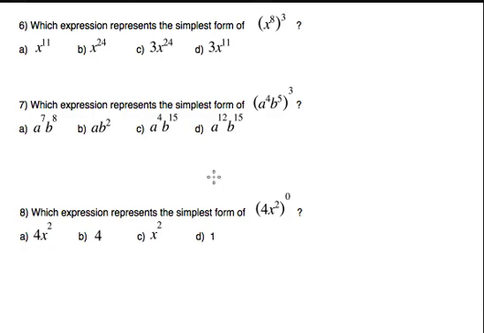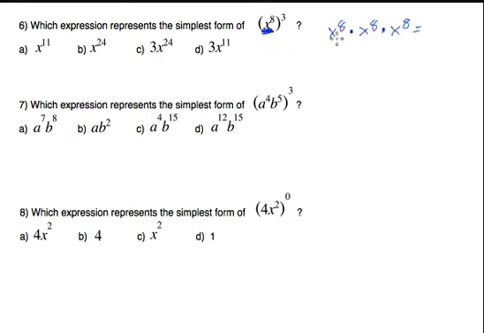Number 6. Which expression represents the simplest form of x to the 8th power raised to the 3rd power? Now remember what this means. When we're raising everything in the parentheses to the 3rd power, we're multiplying the value inside of the parentheses by itself. How many times? 3 times. So if you think about this the long way, and I encourage you to do this at the beginning so you understand why you're multiplying these instead of adding them, we can see that we're taking x to the 8th and multiplying it by itself 3 times, it looks like this.